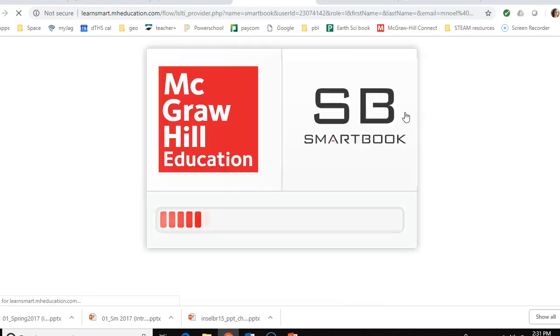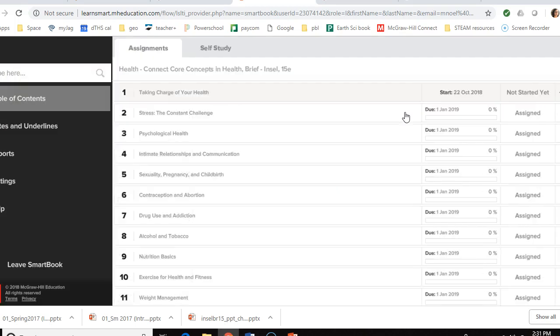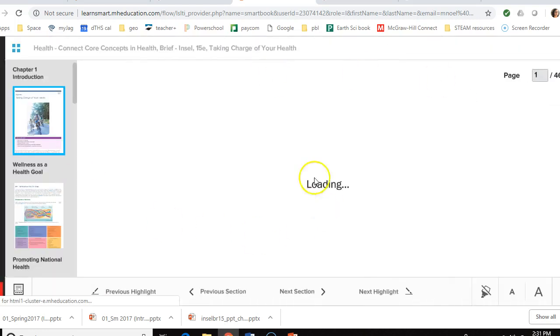When you go to the textbook itself, the reason this is very important is because all of our assignments are going to be given through this textbook, through the online portal. You see all of your readings that you have to do. When they're assigned, everything will change. For example, it is not due on January 1st. It is due this second chapter. You'll see this one has already been assigned. When you click it, you do the reading.